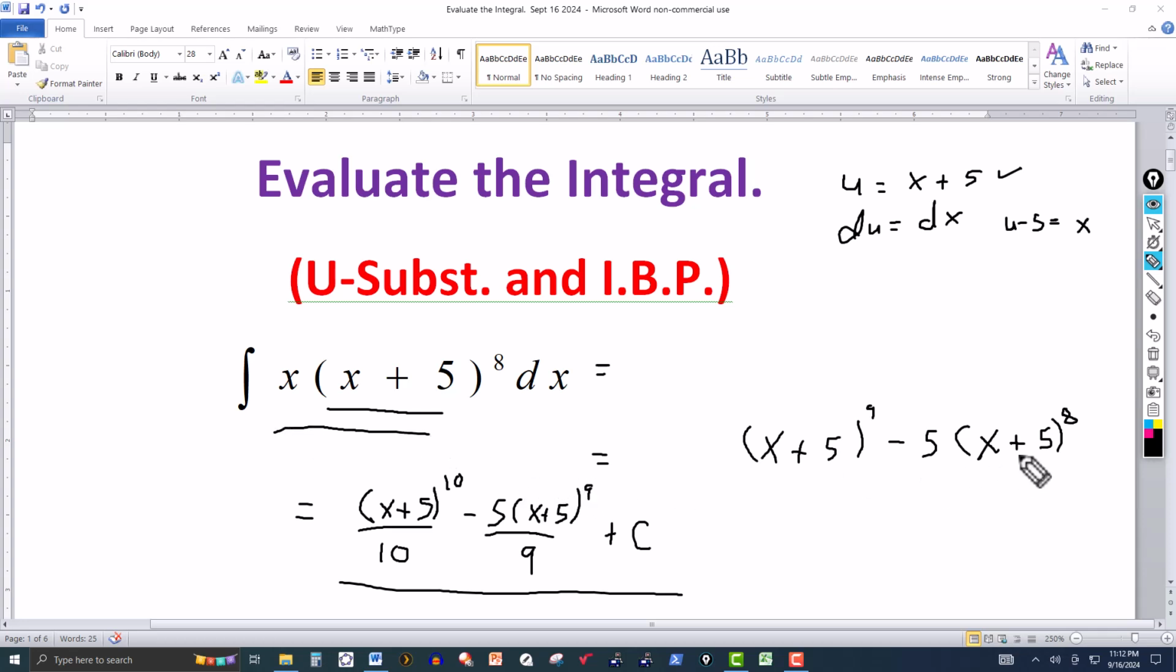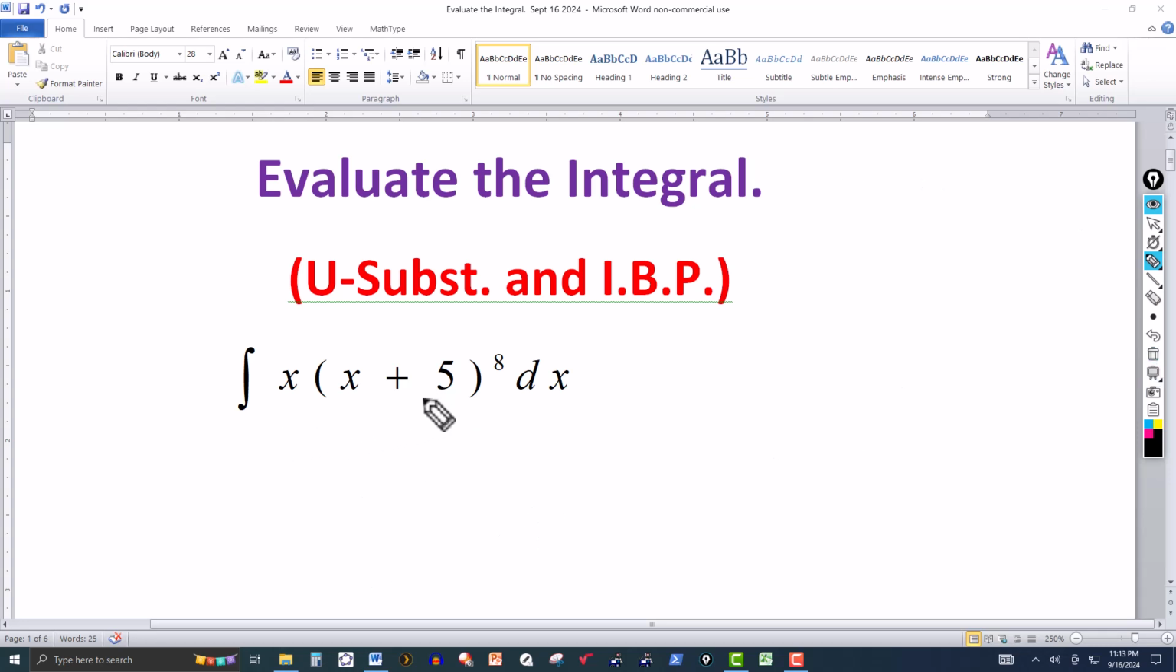We want to get the integrand, so here we have to do a little bit of algebra. Let's factor out (x + 5) to the 8th. That leaves me one factor of x + 5, and this will leave me just a minus 5. So those cancel out, and you're left with x times (x + 5)^8. You see that we do get the integrand, x times (x + 5)^8. So that's the answer to that one using u-substitution.